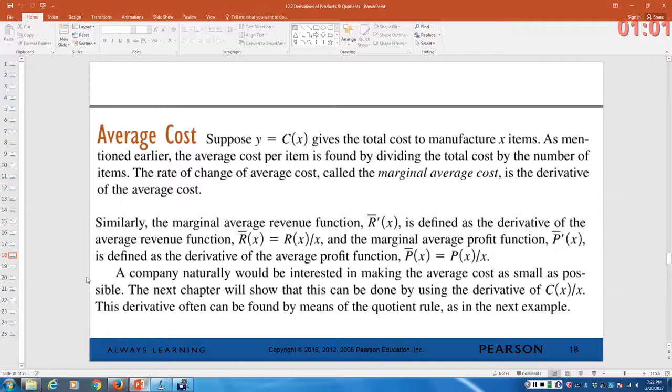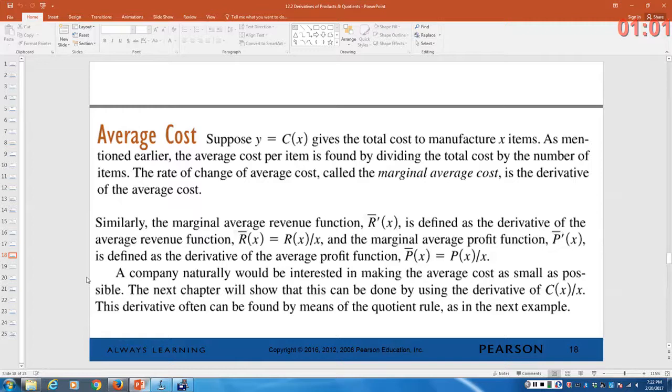So the rate of change of average cost is called the marginal average cost, and it's the derivative of the average cost. Its symbol is C prime of x. Marginal revenue, R prime of x, is the derivative of the average revenue function, which is R of x over x. And the marginal average profit function is the derivative of the average profit function, P of x over x.